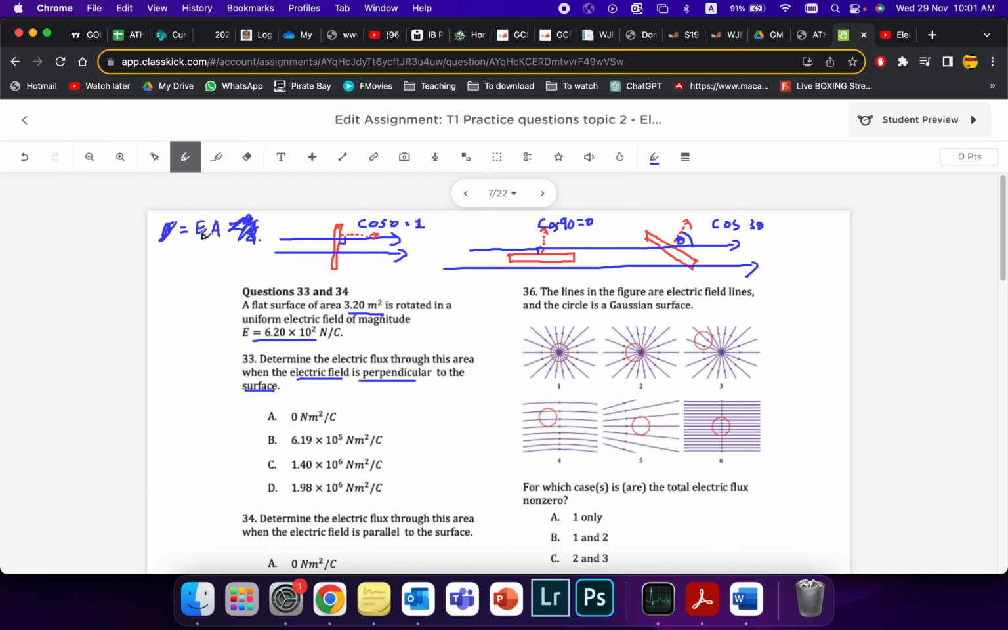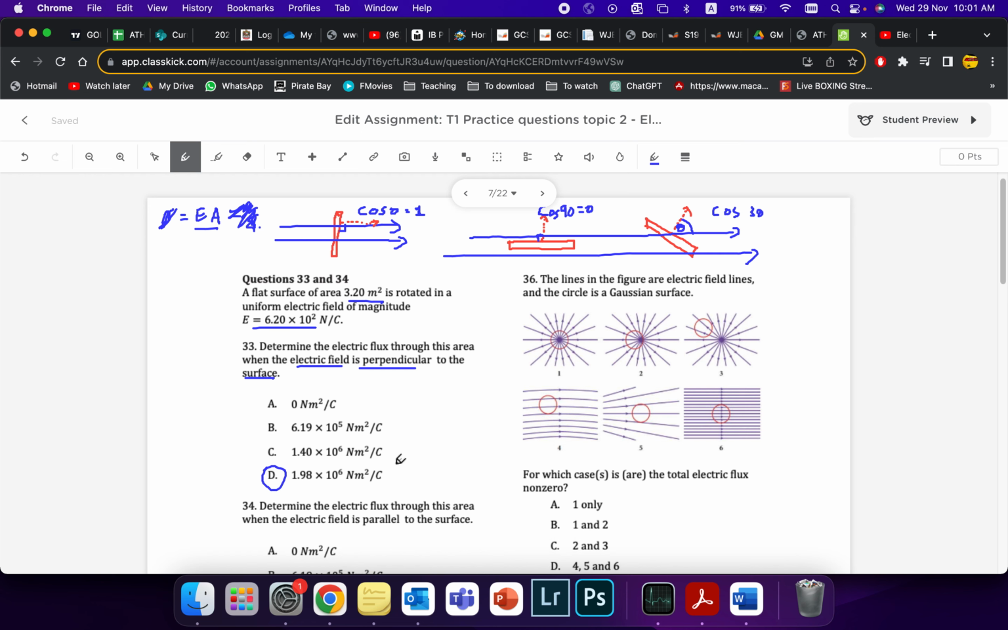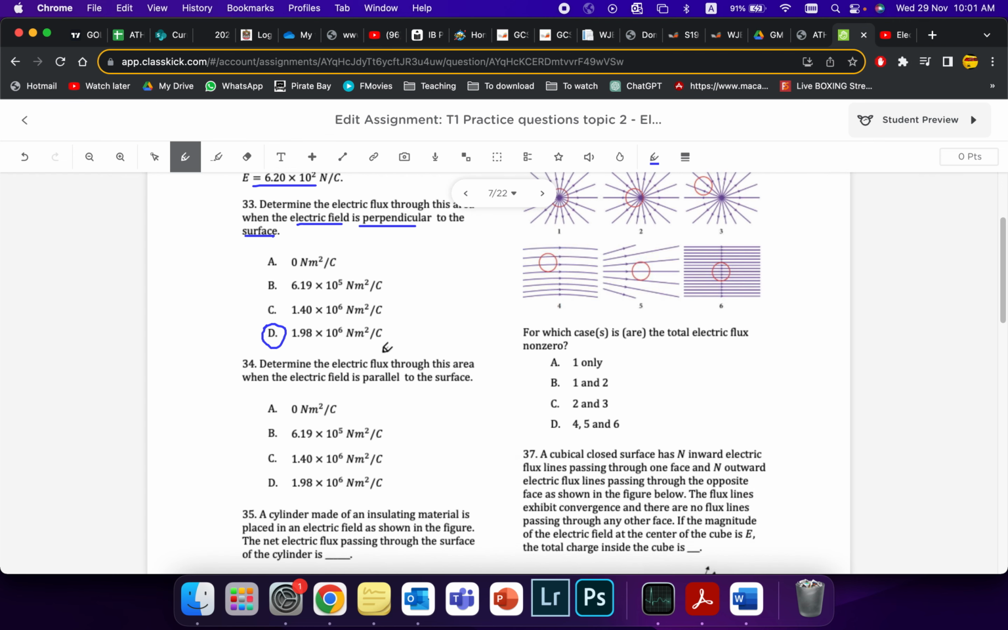So I will directly use EA. I will do 3.2 times 6.2 times 10 to the 2. And if you put that into your calculator, you should hopefully get D, 1.98 times 10 to the 6. Okay, so I just multiply these two numbers together. That's all. What about now?